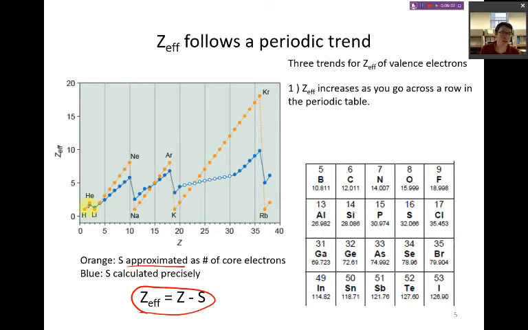So let's take a look at the actual data here. As we go from left to right, we're going along one of these diagonal lines. We can see that the effective nuclear charge increases as we go across the row. Now, what's the reason for that? Well, remember, when we go from left to right, what we're doing is we are adding in protons, neutrons, and electrons. And there is one more proton in carbon than there is in boron, and there's also one more electron.